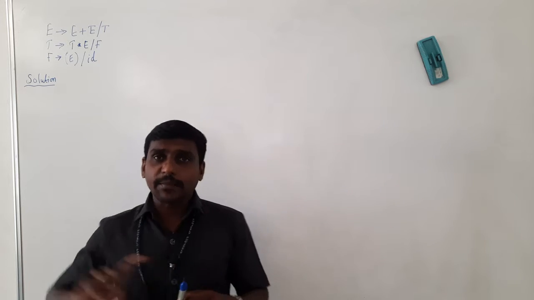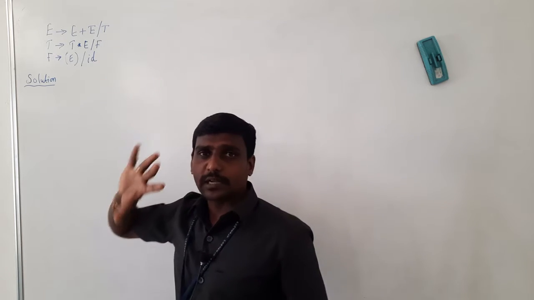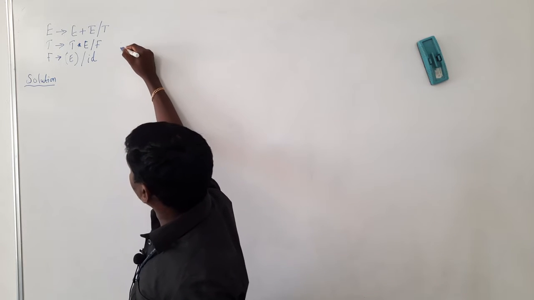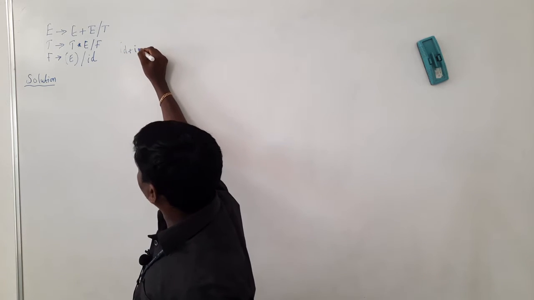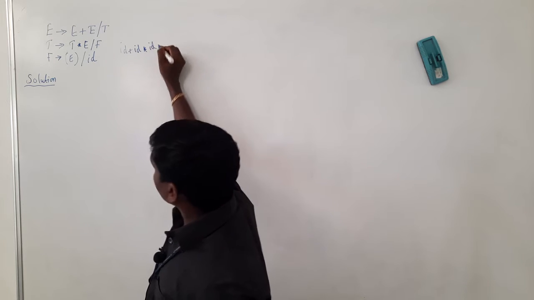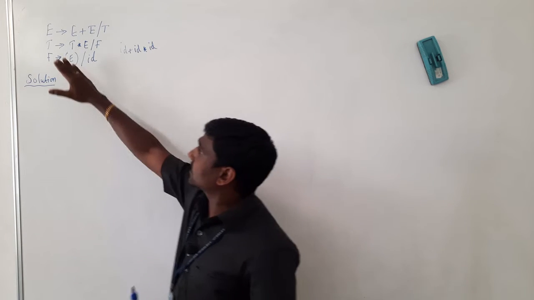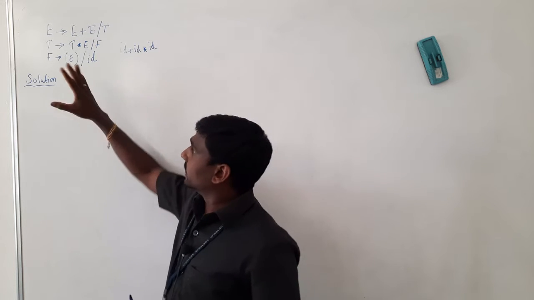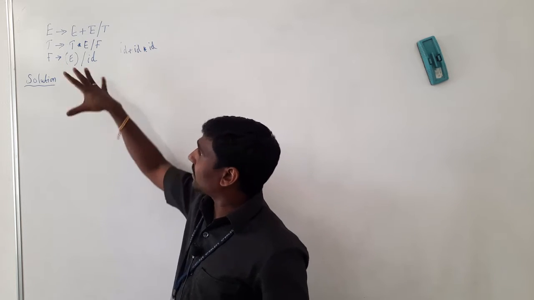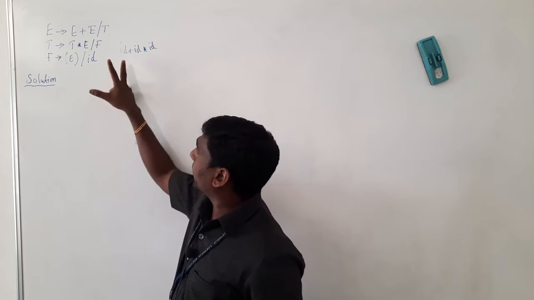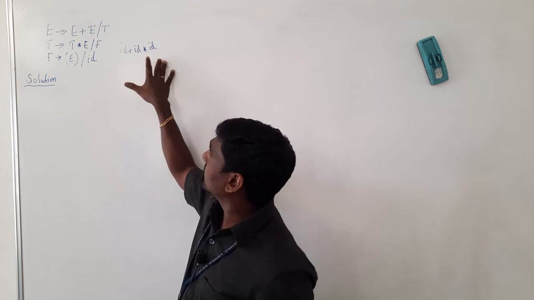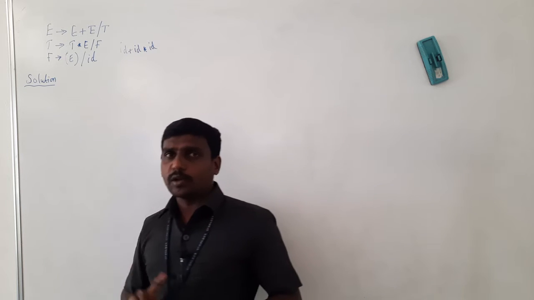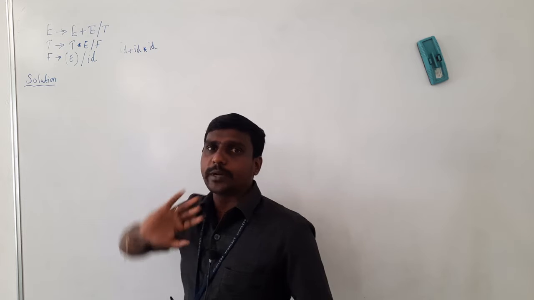Let's see, this is the grammar. In the university exam, they will also give this grammar and a string. I am considering id plus id star id. If you derive this grammar, I can get id plus id star id. But the thing is how to parse this grammar using a top down parser to obtain id plus id star id. I am going to teach you using the predictive parser technique.